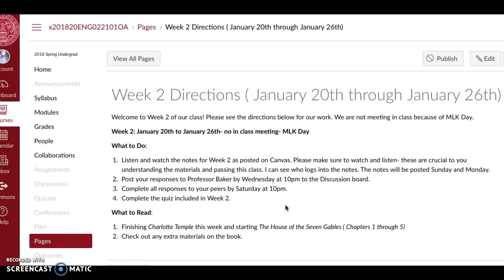So we're finishing Charlotte Temple this week. If it wasn't your favorite, I'm sorry. It's okay. It's a little different, I know, to get started with, but it is a very fast read. I kind of read it like a modern day soap opera, and I'll get more into that as we go. We're going to be starting The House of the Seven Gables by Nathaniel Hawthorne. We're only reading the first 5 chapters, so it's pretty short, and I'll have some introductory notes to get you into that too. And check out other extra materials on both books, in particular the resources that will be for The House of the Seven Gables.